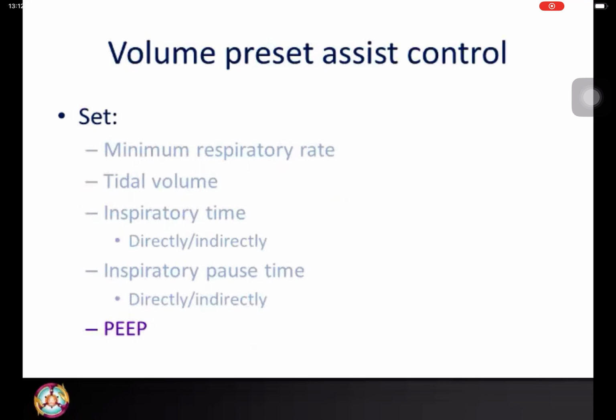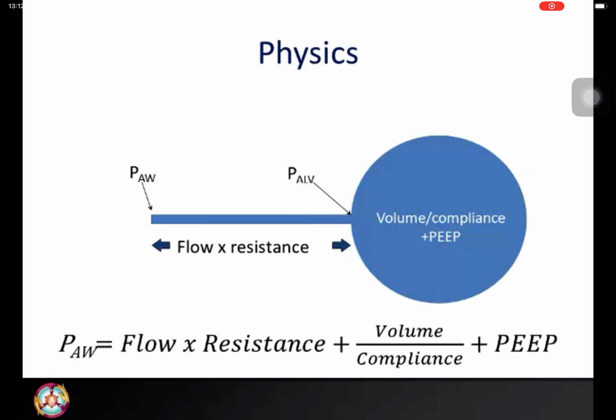Finally, PEEP also has to be set. As the tidal volume, inspiratory flow, and PEEP are all set, the airway pressure will vary as resistance and compliance change. It is, therefore, important to monitor the airway pressure. The tidal volume is unlikely to vary significantly unless there is a ventilator or circuit malfunction.